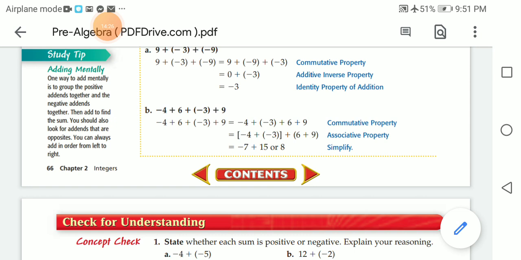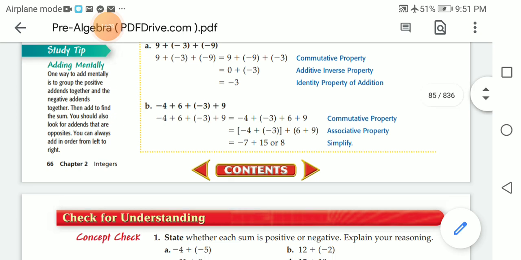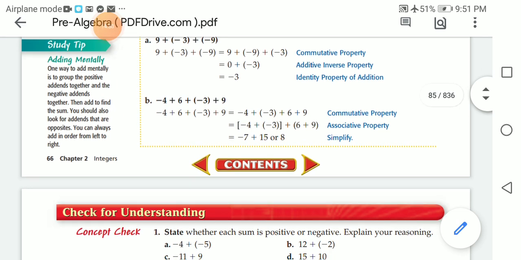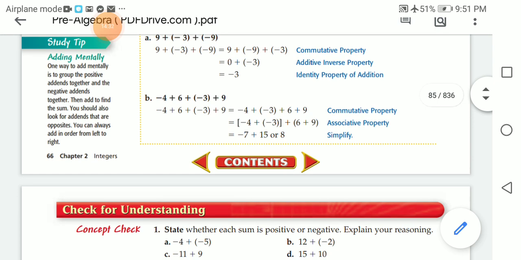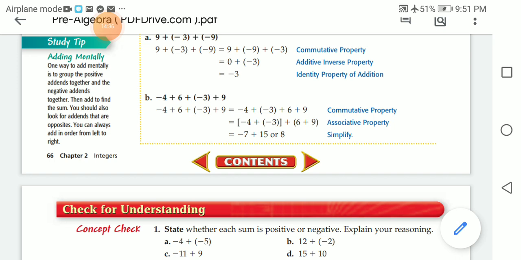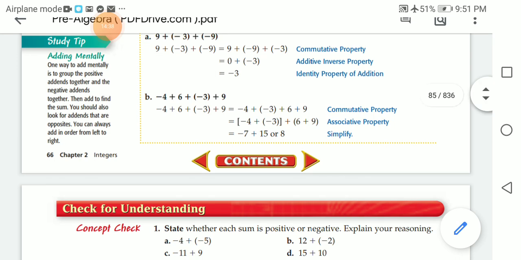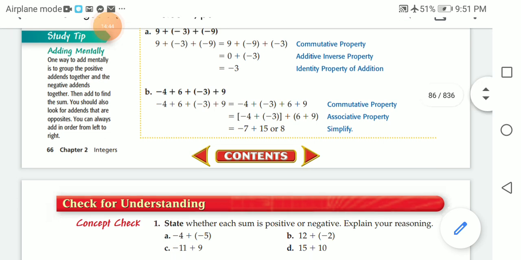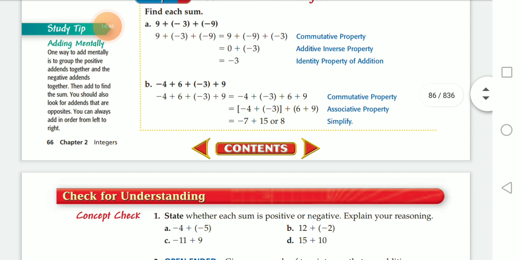Study tip, adding mentally. One way to add mentally is to group the positive addends together and the negative addends together, negative with negative and positive with positive. Then add to find the sum. You should also look for addends that are opposites. You can always add in order from left to right.